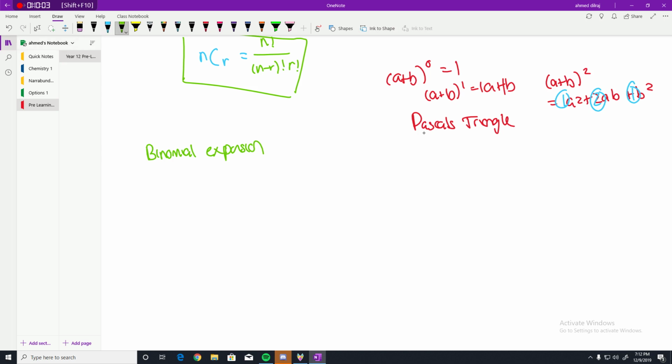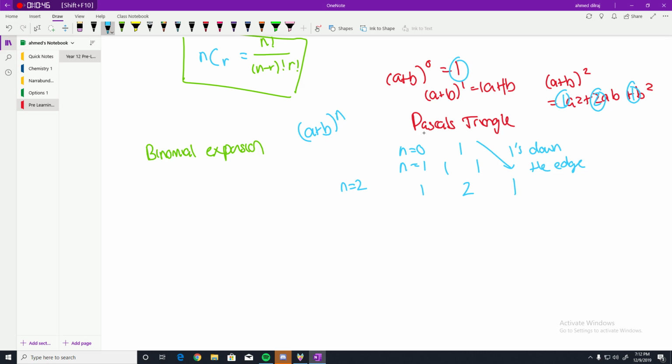So Pascal's triangle is used to help us figure out those coefficients. We're going to do this as a general thing, so I'll just say a plus b to the power of n. When n is equal to 0, our coefficient is just 1. When n is equal to 1, our coefficients are 1 and 1. When n is equal to 2, we have 1, 2, 1. Basically, the way that we draw this Pascal's triangle is we keep writing 1s down the edge.